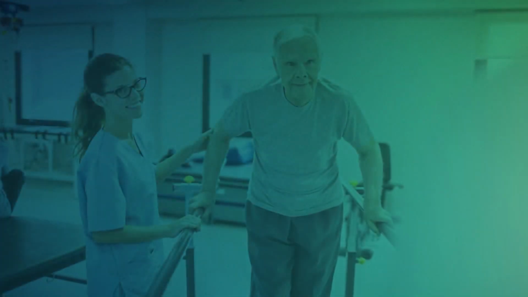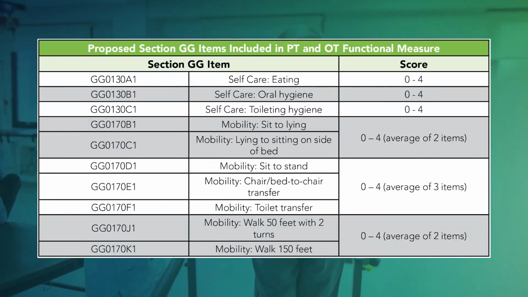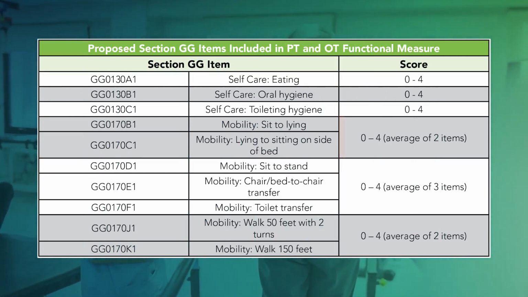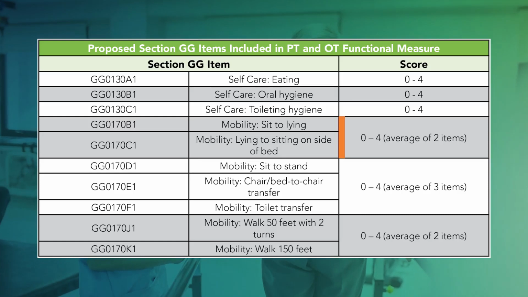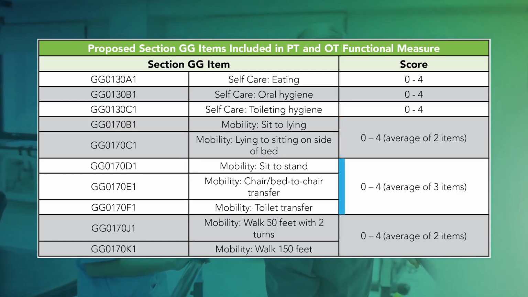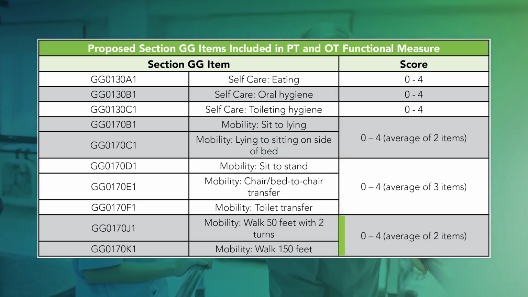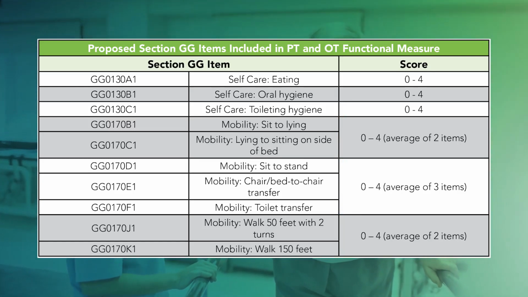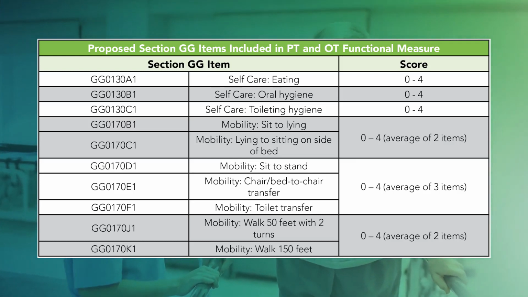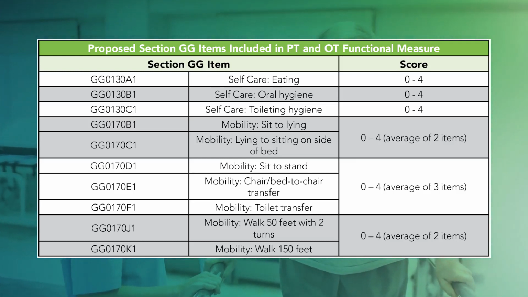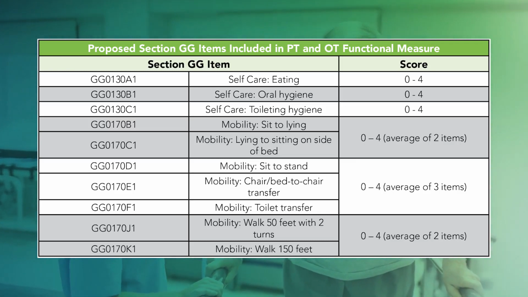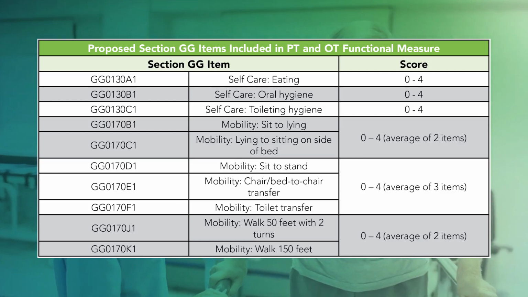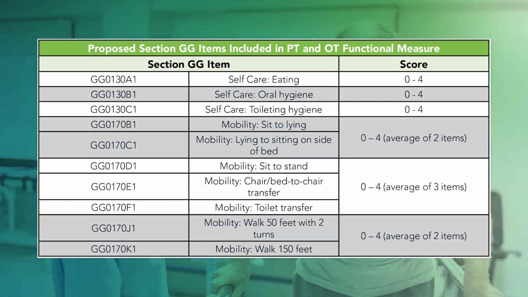Each of these items are scored separately based on the rating categories as shown in this table representing the PT and OT function score. As you can see, CMS will average the scores for the 2 bed mobility items, the 3 transfer items, and the 2 walking items. The final ADL score for each patient is determined as shown in this PT and OT functional measure table. This resulting function score can range from 0 to 24, with 24 representing the highest level of independence. Keep in mind that CMS will assign a point value of 0 to missing values for Section GG assessment items.